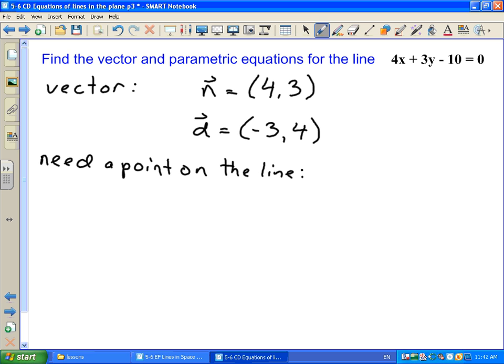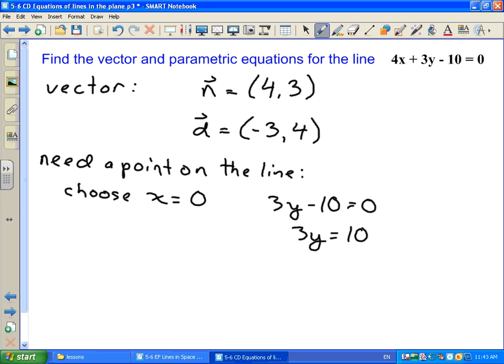Okay, we're just going to substitute something in there for x and figure out what y is going to be. We can put anything we want in there for x. What should we choose x to be here? 0 is pretty easy. So we put in 0 for x, we get 3y minus 10 equals 0, 3y equals 10, or y is 10 divided by 3. So that gives us the point on the line, 0, 10/3.